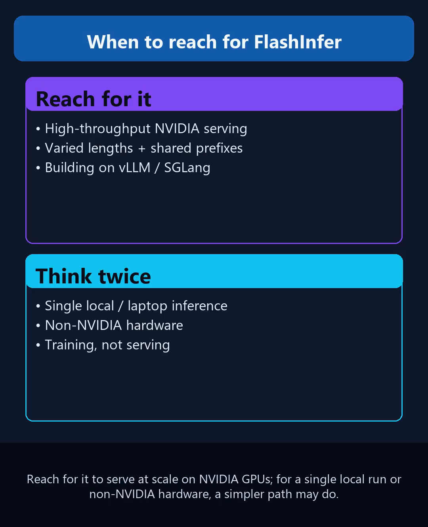When should you reach for it? If you're building or tuning a high-throughput serving system on NVIDIA GPUs with varied request lengths and shared prefixes, it's a clear win. Think twice if you just need a single local generation on a laptop, if you're on non-NVIDIA hardware, or if you're doing training rather than inference. There, plain FlashAttention or a simpler path may be enough.